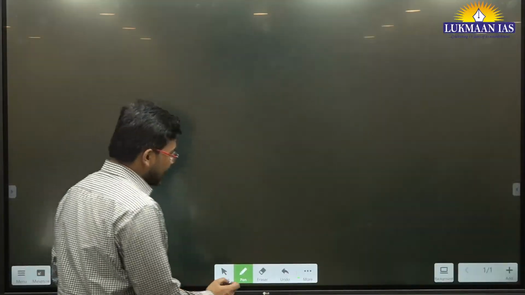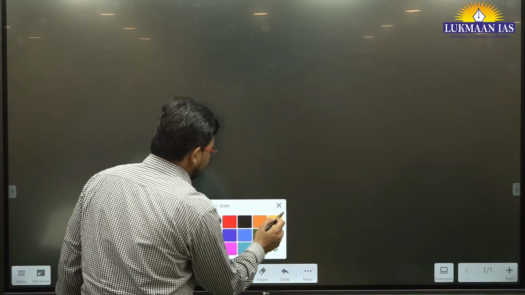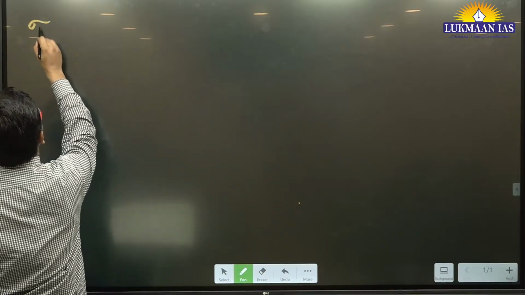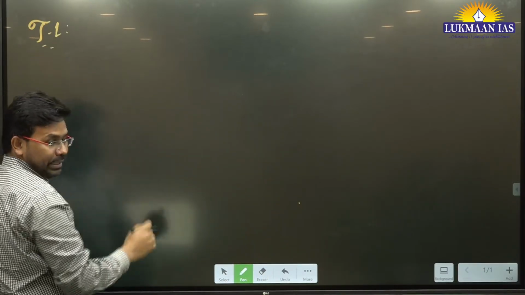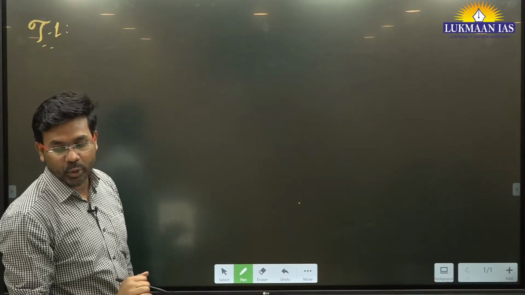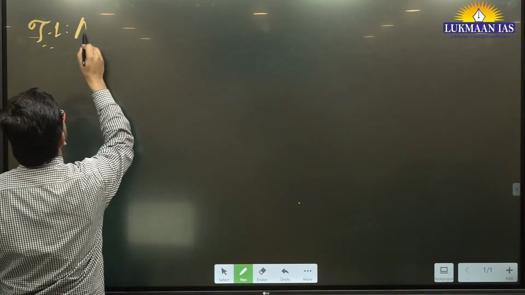So let us quickly start the discussion on this topic. Topic number 1 says an uphill struggle to grow the Forest Rights Act.